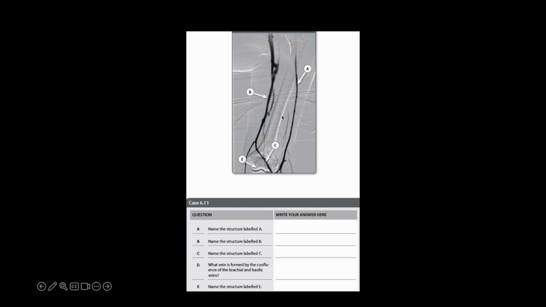We know this is the humerus, and then we need to ask ourselves, is this arterial or veins? These look like veins, right? They're a bit squiggly, and then you've got this, the median antecubital vein, where you take blood.